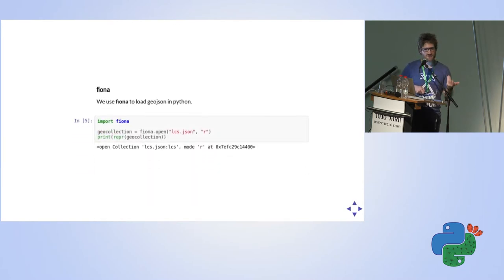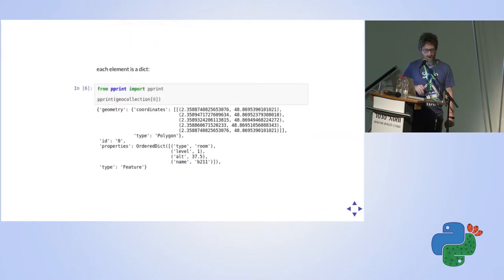To load our GeoJSON map, we'll use Fiona, which is a really great library to load GeoJSON, and we will get a geocollection opening our GeoJSON file. Each element of this geocollection is a dictionary with a geometry, which is what I was saying before, and properties. It's a room on level 1 with altitude 37.5 meters. Its name is B211. Properties are what you define. It's completely arbitrary.